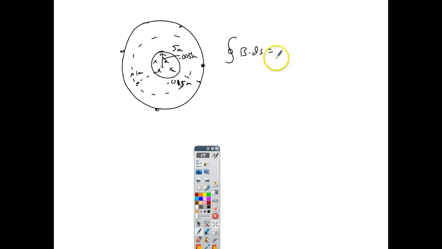Mu naught I. So that's B times 2 pi R equals mu naught I. B equals 2 times 10 to the negative 7th times I over the radius, which in this case is 0.01. Now the only question we have to ask is, how much current do I have going through the loop I drew?